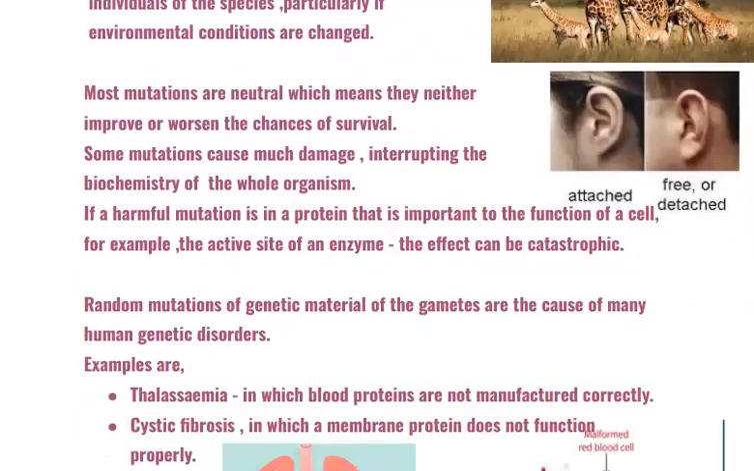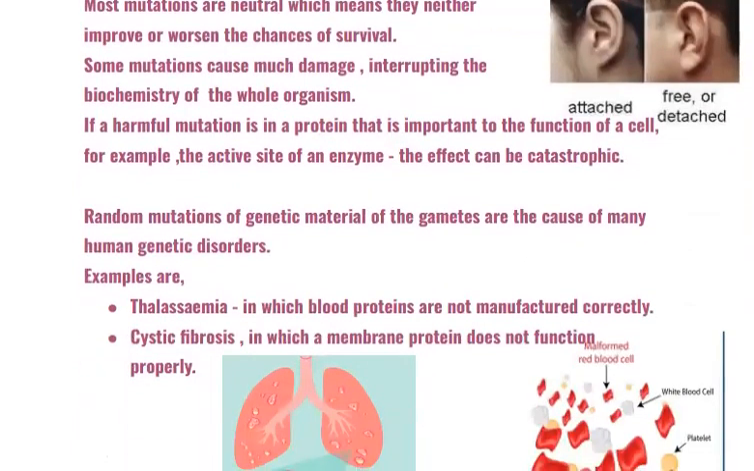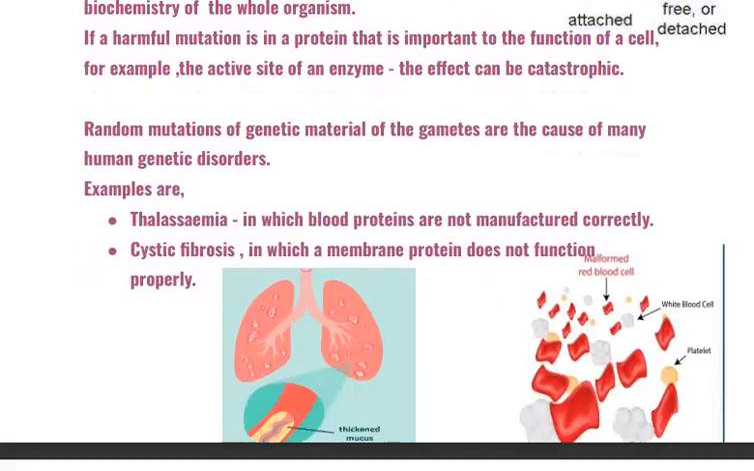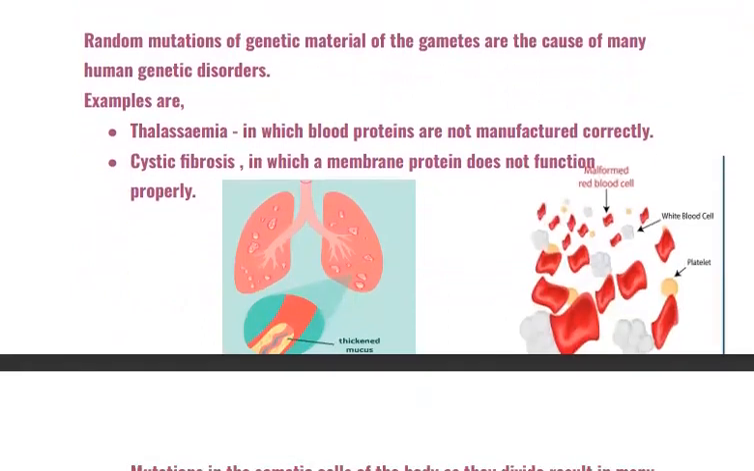Most mutations are neutral, which means they neither improve nor worsen the chances of survival. Some mutations cause much damage, interrupting the biochemistry of the whole organism. If a harmful mutation is in a protein that is important to the function of a cell, for example, the active site of an enzyme, the effect can be catastrophic. Random mutations of genetic material of the gametes are the cause of many human genetic disorders.